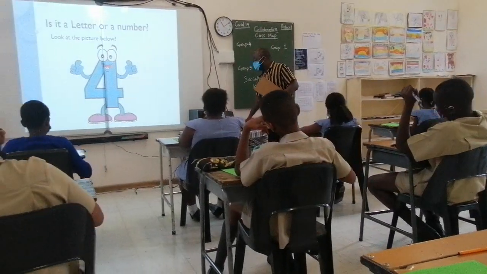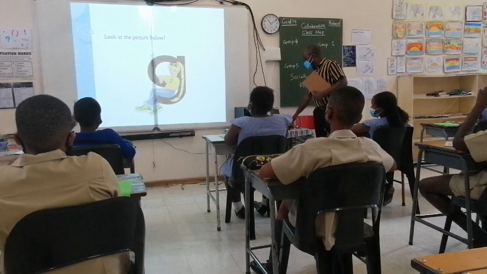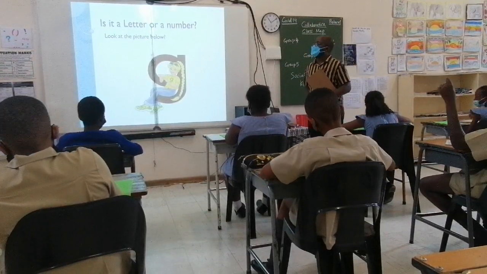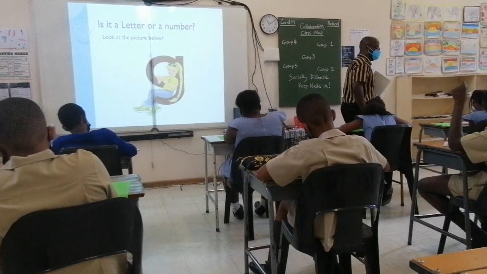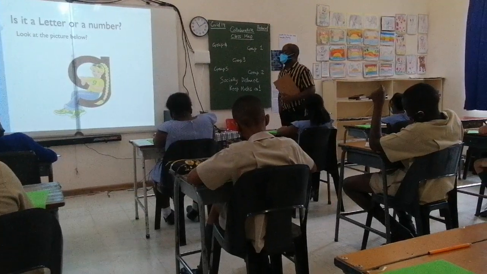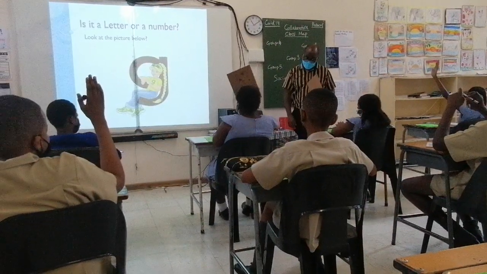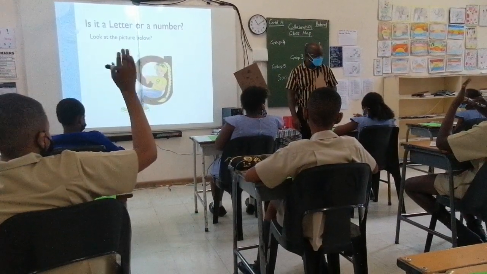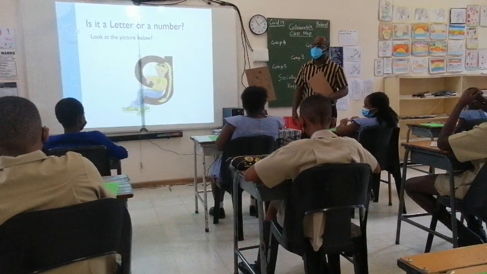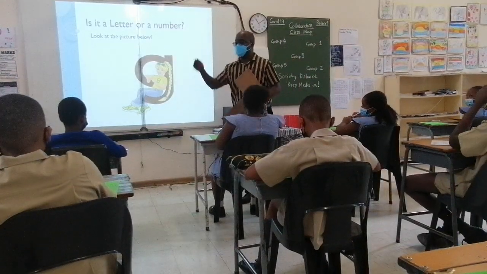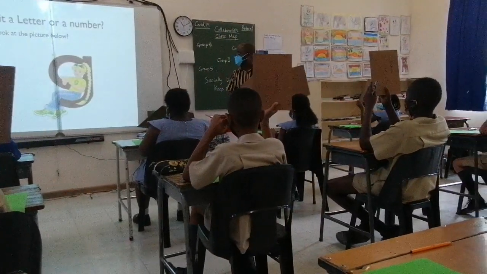Let's look at the next one. Same thing for number 2. Look at the picture below. Is that a letter or a number? Just out of interest, who recognizes this particular character, please? What's her name? Who remembers? Angela. Golden Girl. So Golden Girl is a what? Hold up your boards and see. It's a letter. So the first one was a number, the second one is a letter.